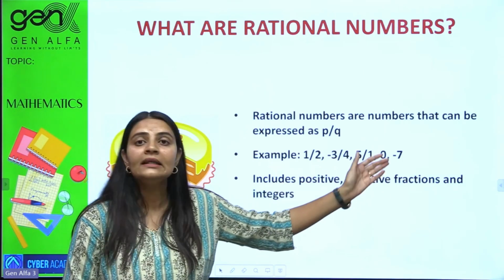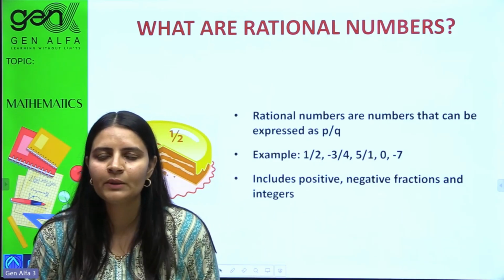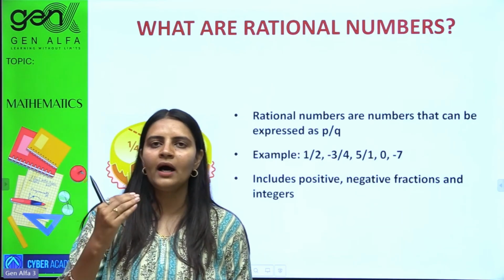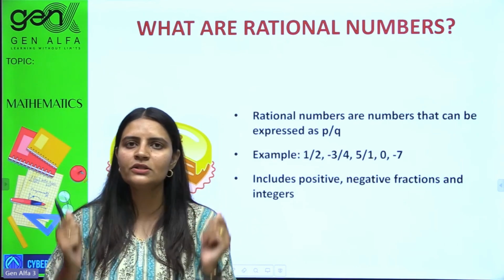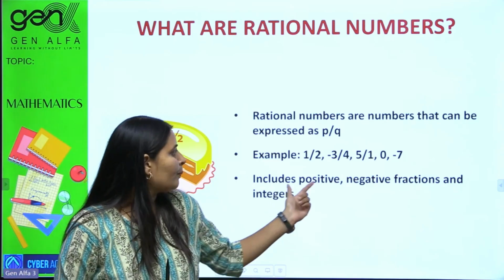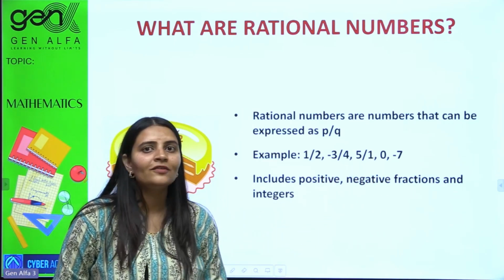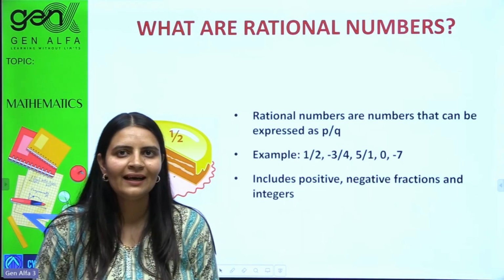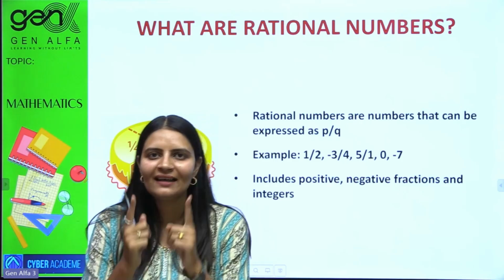5 by 1, even 0 is a rational number because it can be written in the p by q form: 0 by 1, and 1 is not 0. The condition is satisfied. So positive and negative fractions and integers are there. They even include decimals too. Remember, if a decimal ends or repeats, it gives us a rational number.